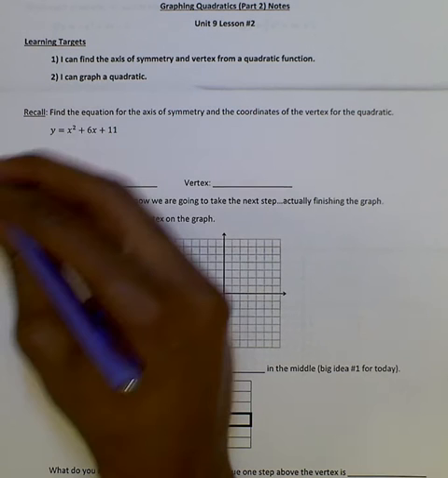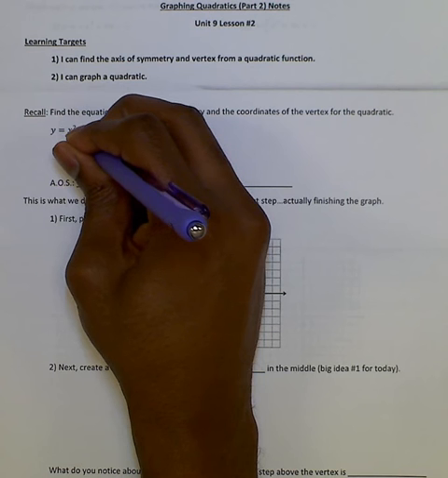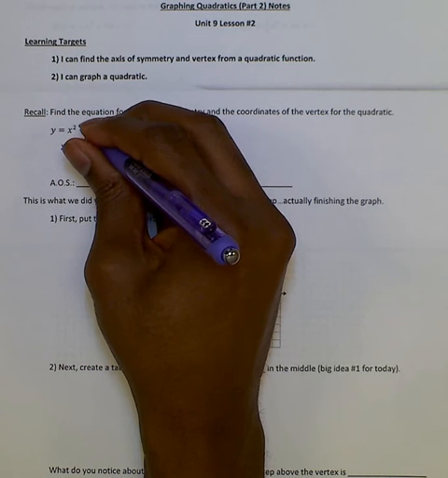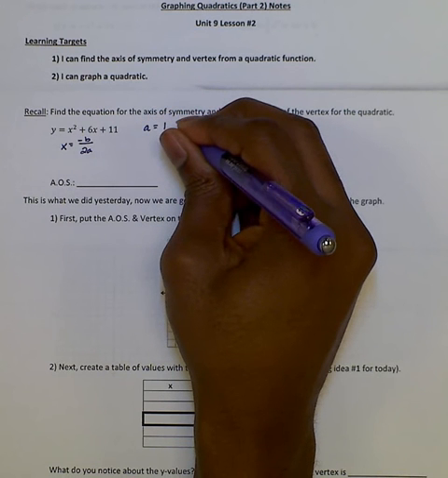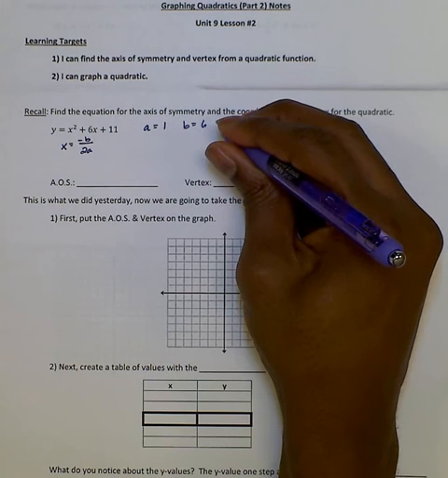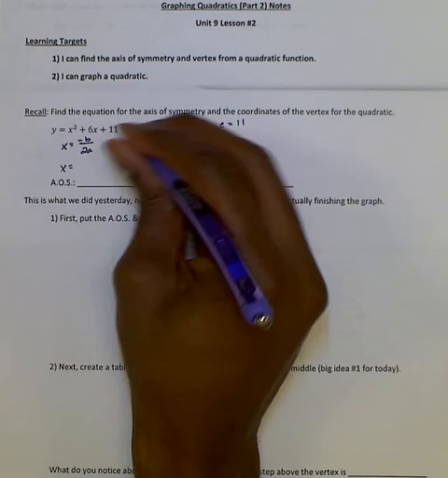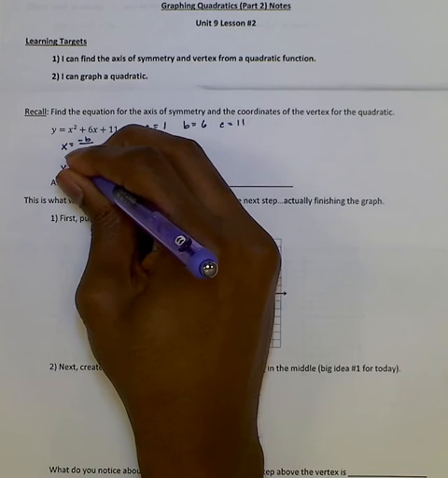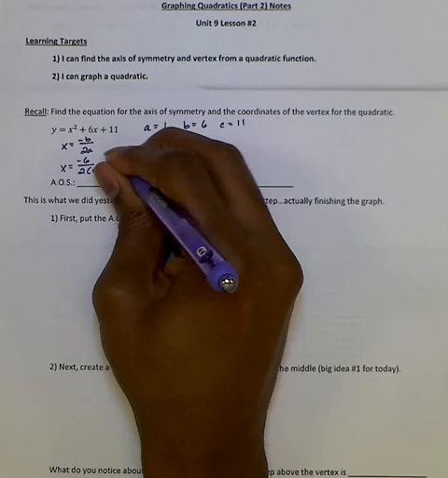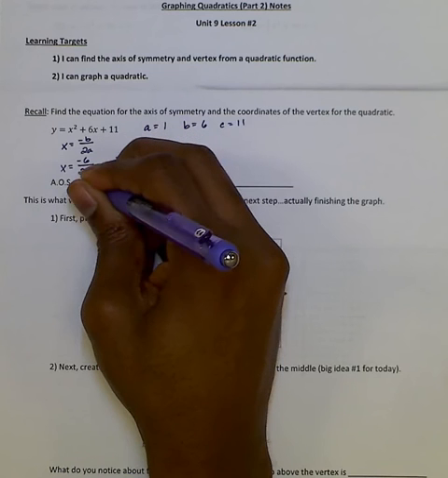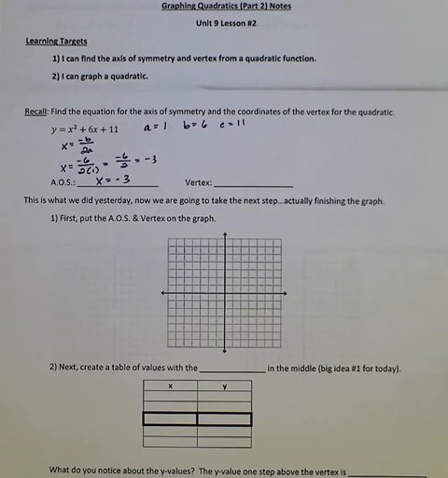Remember, we can find the axis of symmetry, that's the line that cuts our parabola in half, by using opposite b over 2a. And so in this equation, we might still be wanting to identify a, b, and c for ourselves so that we are organized. So we have x equals opposite b, so negative 6 over 2a, and a is 1, so negative 6 divided by 2, which is negative 3. So our axis of symmetry is x equals negative 3. Remember, x equals because it is a vertical line.